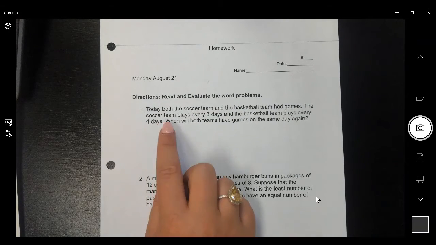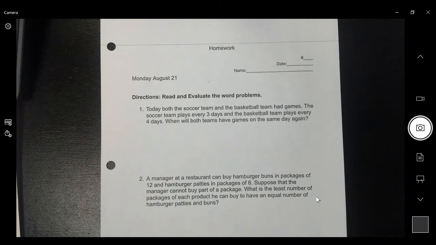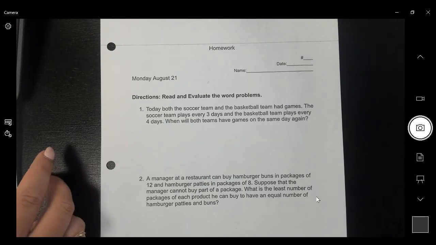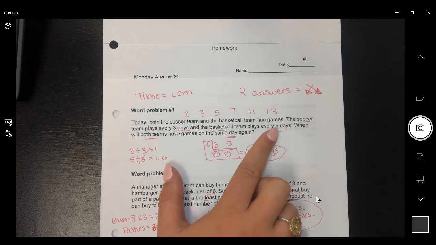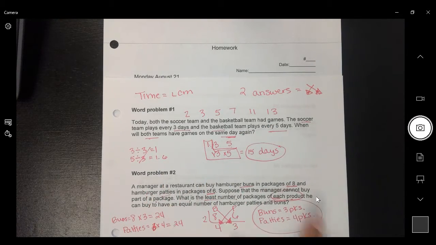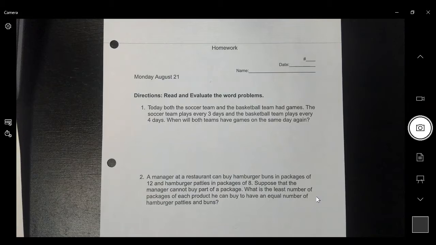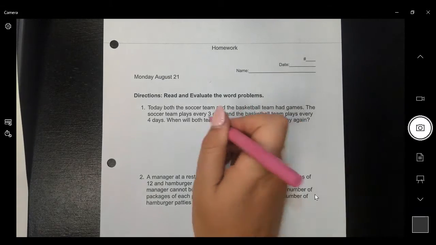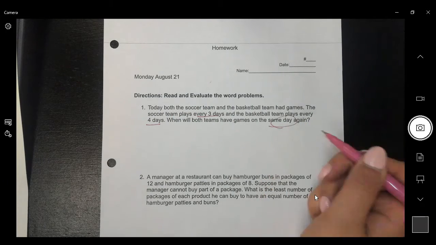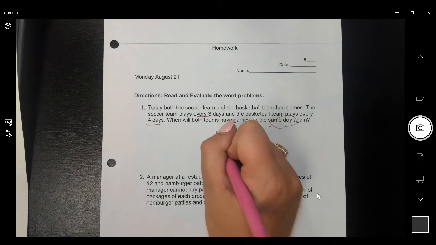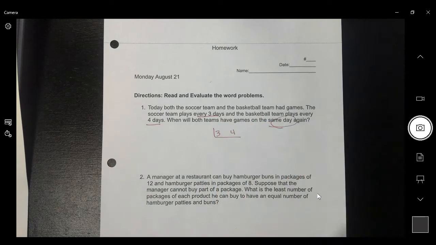So question number 1 says, today both the soccer team and basketball team had games. The soccer team plays every 3 days and the basketball team plays every 4 days. When will both teams play on the same day again? If you go back to word problem number 1, it's very similar, but instead of 5, we have 4. So we're going to set it up very similarly. If I have every 3 days and every 4 days, and we want to know when they're going to play the same day again, I'm going to go ahead and put 3 and 4 in the slide.